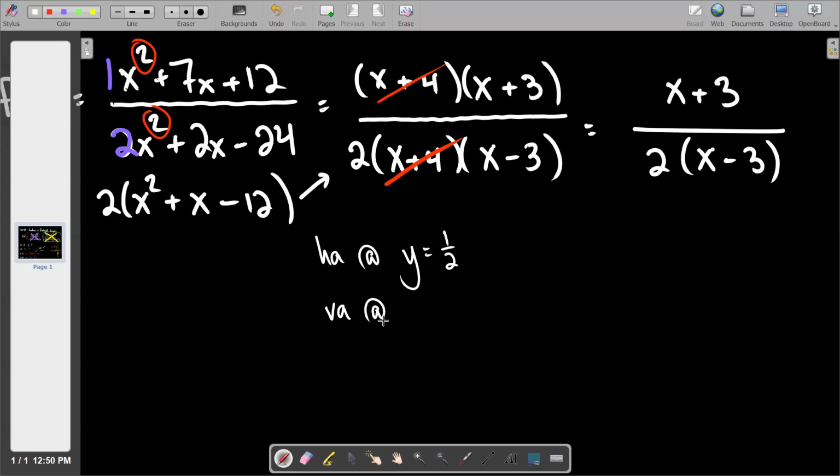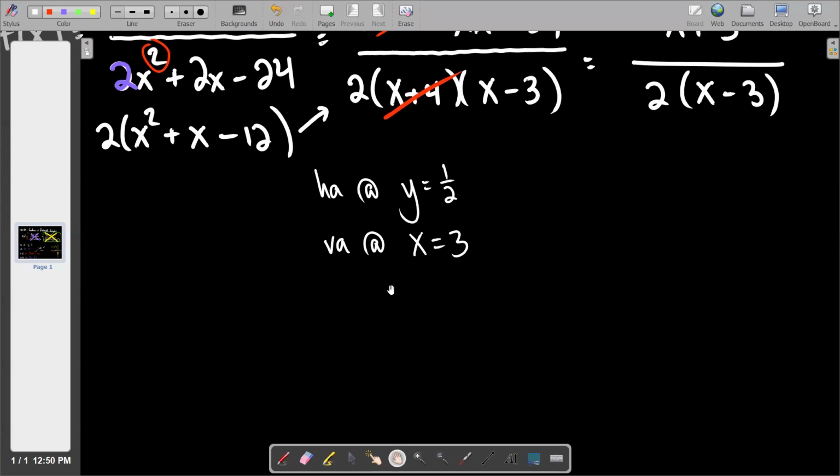So does this graph have a vertical asymptote? Where? Yeah, correct. I'm getting the hang of it now. When x equals 3, that makes the bottom equal 0, and that x minus 3 never gets canceled out. So he's a keeper. He's a vertical asymptote.